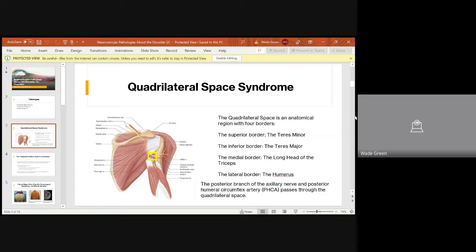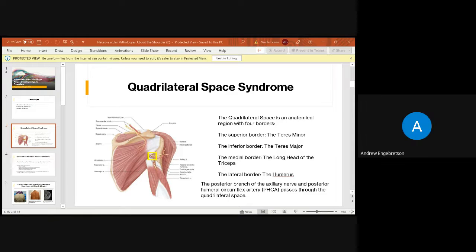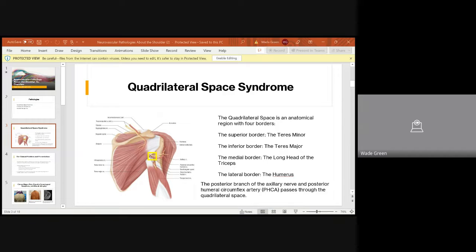The reason why it's called the quadrilateral space, guys, is if you look at it, sorry, I just maximized on my screen. Can you guys still see? Yeah, we're good. You should see a picture of a shoulder with a yellow box. If you look inside of that, you're going to see this little geometric shape, a little quadrilateral, and that is called the quadrilateral space.